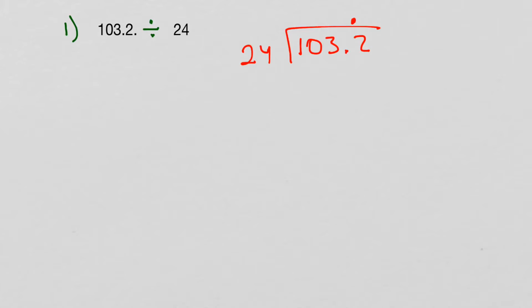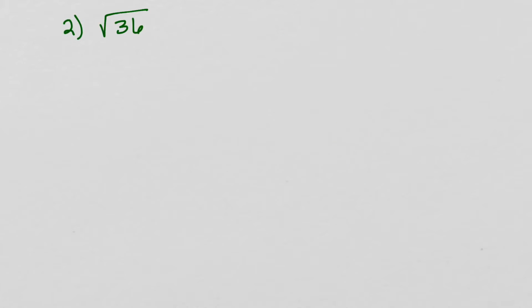We're going to do 24 times 4, which is going to give us a number that is closest to 103. It gives us 96. We're going to subtract and bring down the 2. 24 times 3 gives us 72, so our answer is 4.3.